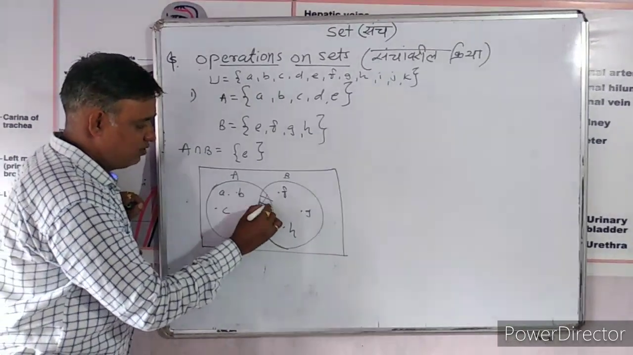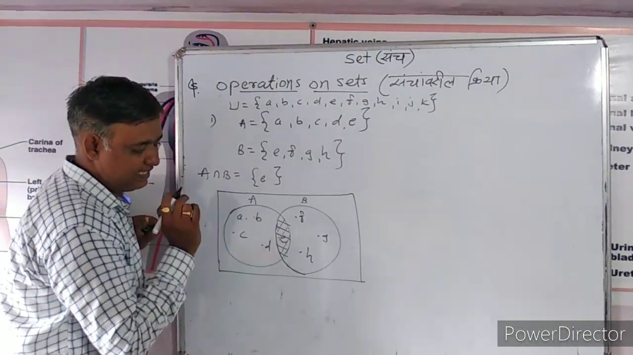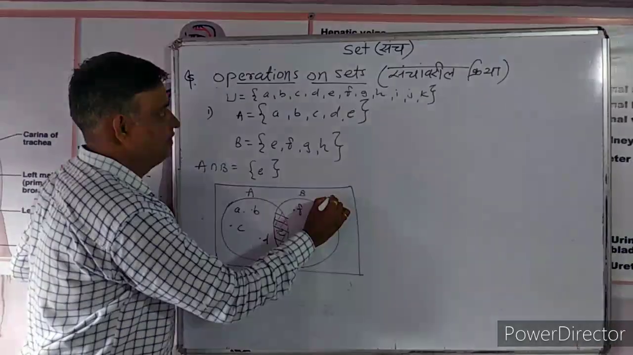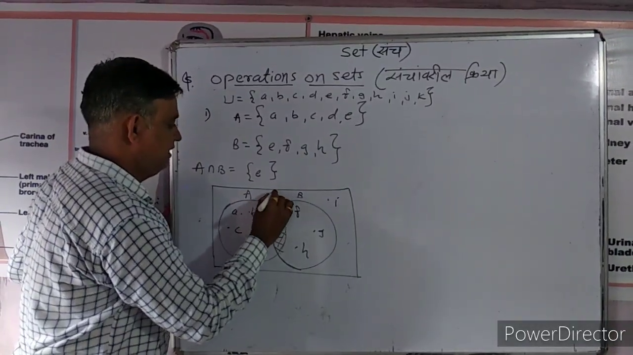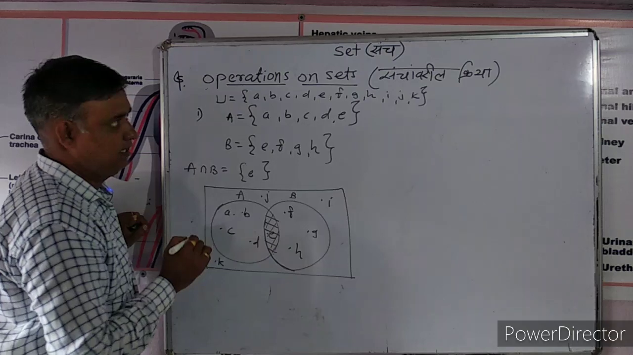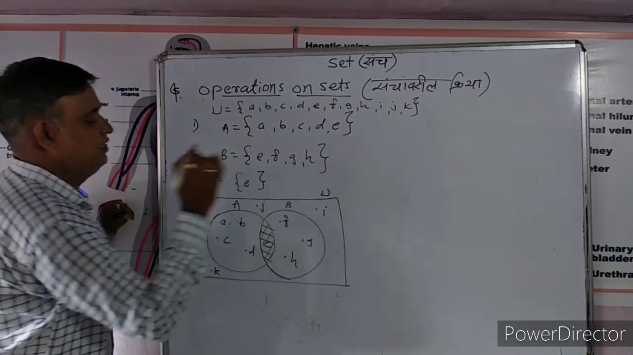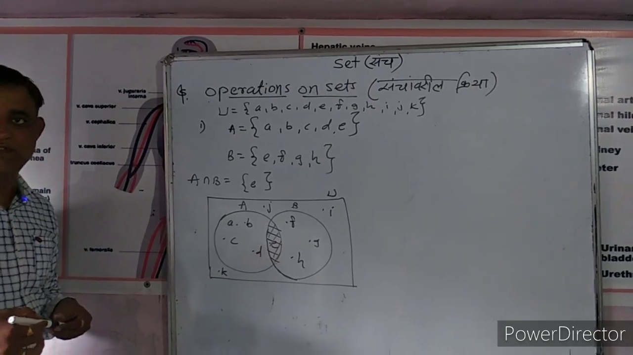So while showing intersection by Venn diagram, the remaining elements are here, like I, J, K, and this is U, the intersection.